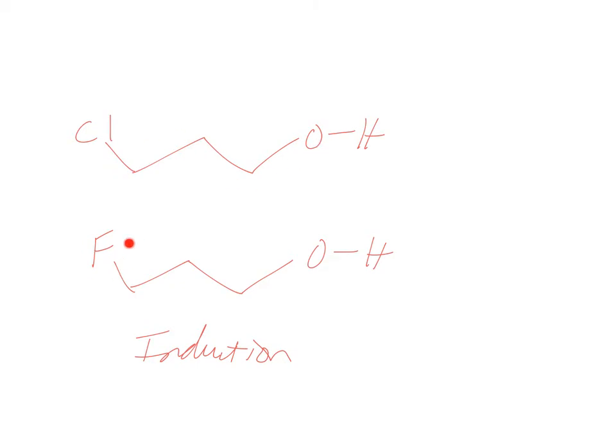So we look at the table and say, well, fluorine is higher up in the period than chlorine. So that means it's more electronegative. So fluorine is going to have a bigger induction effect, making this bond more polar. So this would be the more reactive acid there, right?